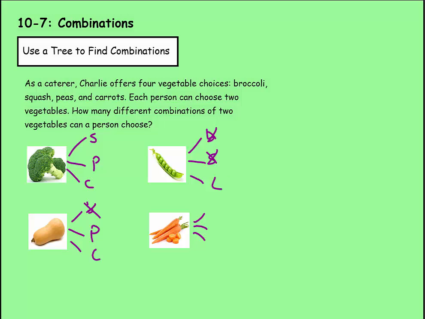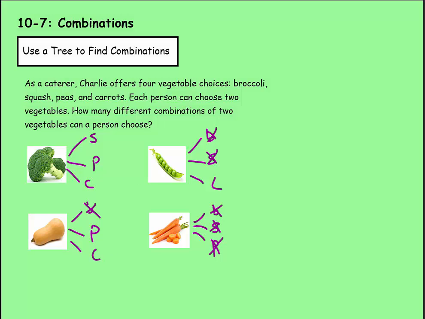Let's find out. Carrots and broccoli. Well, we already had carrots and broccoli, so not that one. Carrots and squash. Well, we already had carrots and squash, so not that one. Carrots and peas. Well, we already had carrots and peas, so not that one, and we clearly can't do carrots and carrots. So how many combinations did we have with carrots? Well, none, because we used them all up already. See, they were here, here, and here.